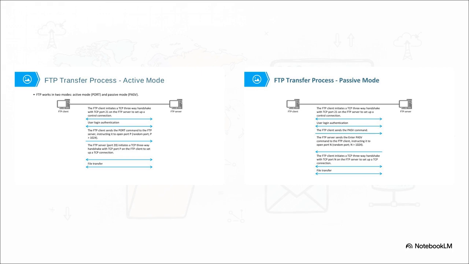But in passive mode, it flips. The client asks for a connection, and the server says, okay, here's a specific port to connect to. That's like a business handing you a direct extension so you can call them yourself. This distinction is a total lifesaver when you're trying to bypass really complex firewalls.